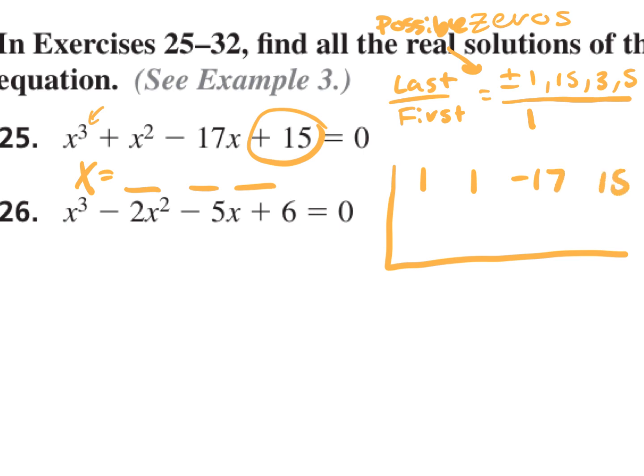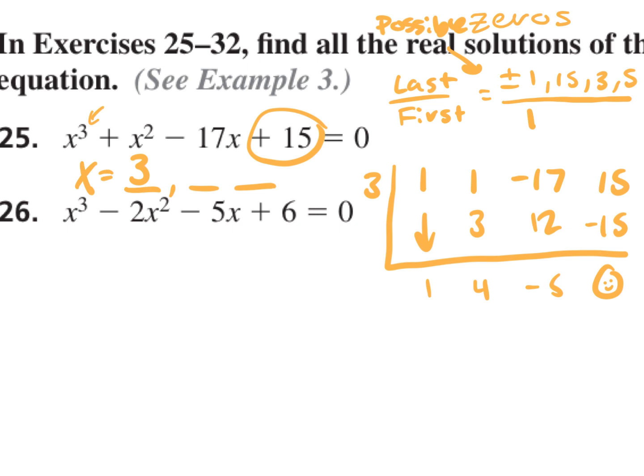What do we want to try first? Let's try 3. Drop down the 1, multiply, add, multiply, add, multiply. Does 3 work? Yes. If you get 0 as your remainder, 3 works. So I'm going to add that to my list of solutions. 3. So now I need 2 more solutions.